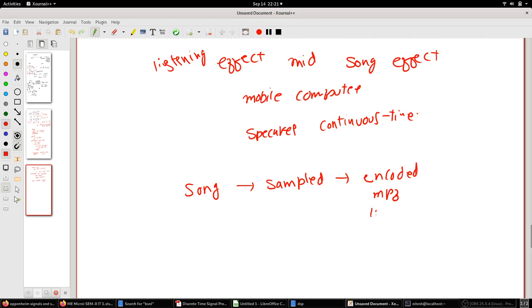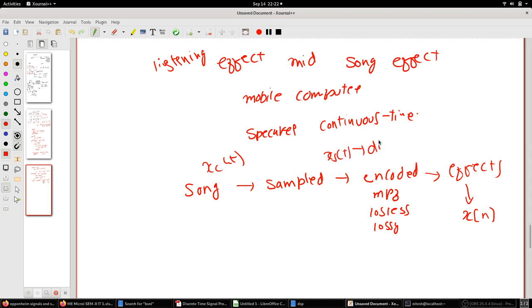Maybe you can use lossless or lossy encoding, okay, and then you added your effects, and you created some x of n. This was xc of t. You sampled it, you got s of t, then converted it into digital, you got x of n, and then you changed your effects and you created a new signal which is x1 of n.